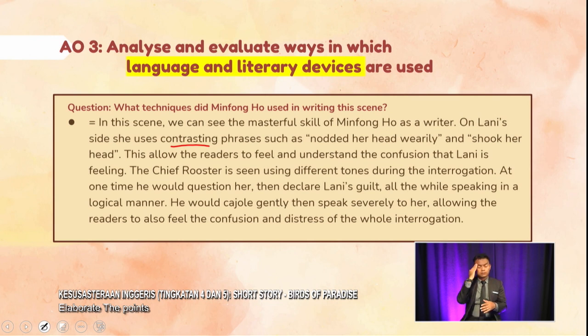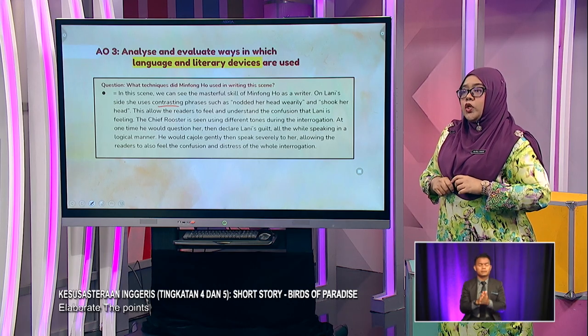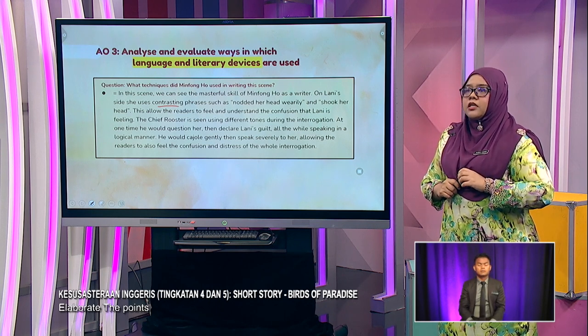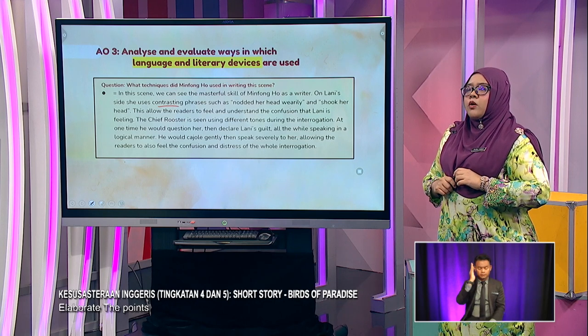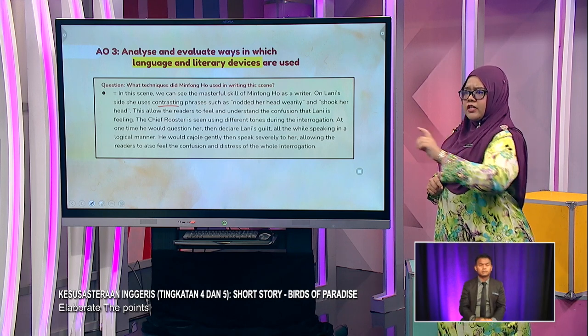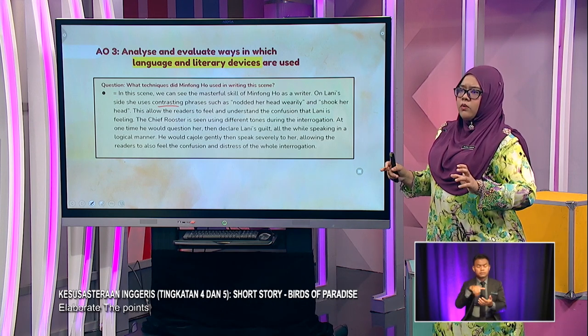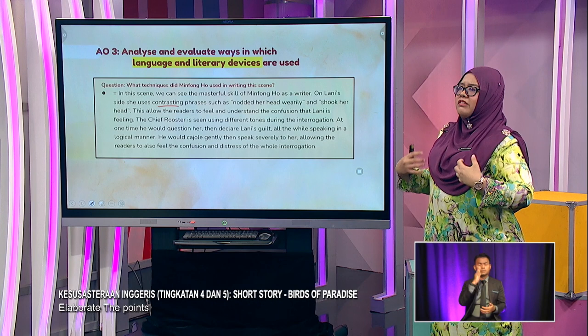And the way that the chief rooster uses different tones, so we want to see the tone, the mood of the scene. This is what students must be aware of. Use these words: tone, mood, the setting. What are the tones used by the chief rooster in the interrogation? He questions her. Then all of a sudden he declares. When you question a person and then you state, it's very confusing. What are you trying to do with me? Are you questioning me or are you stating my guilt?